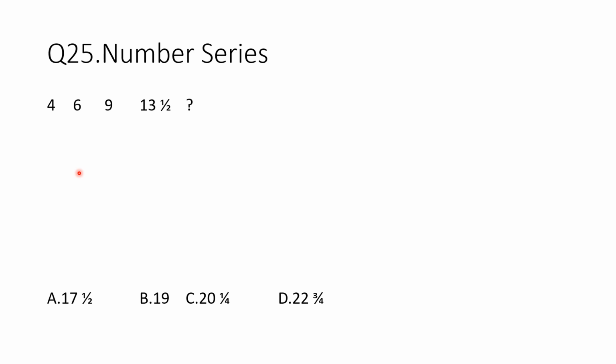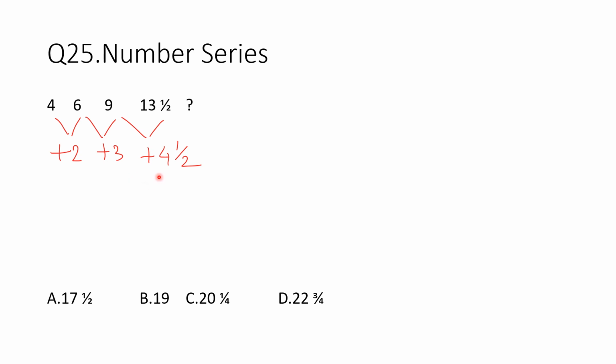The first thing that comes to our mind is we'll find the difference, right? That is what we are supposed to do. So let's try to do that. When we see the difference, 4 plus 2 is 6, 6 plus 3 is 9, and 9 plus 4.5 is 13.5. So 2, then 3, then 4.5.